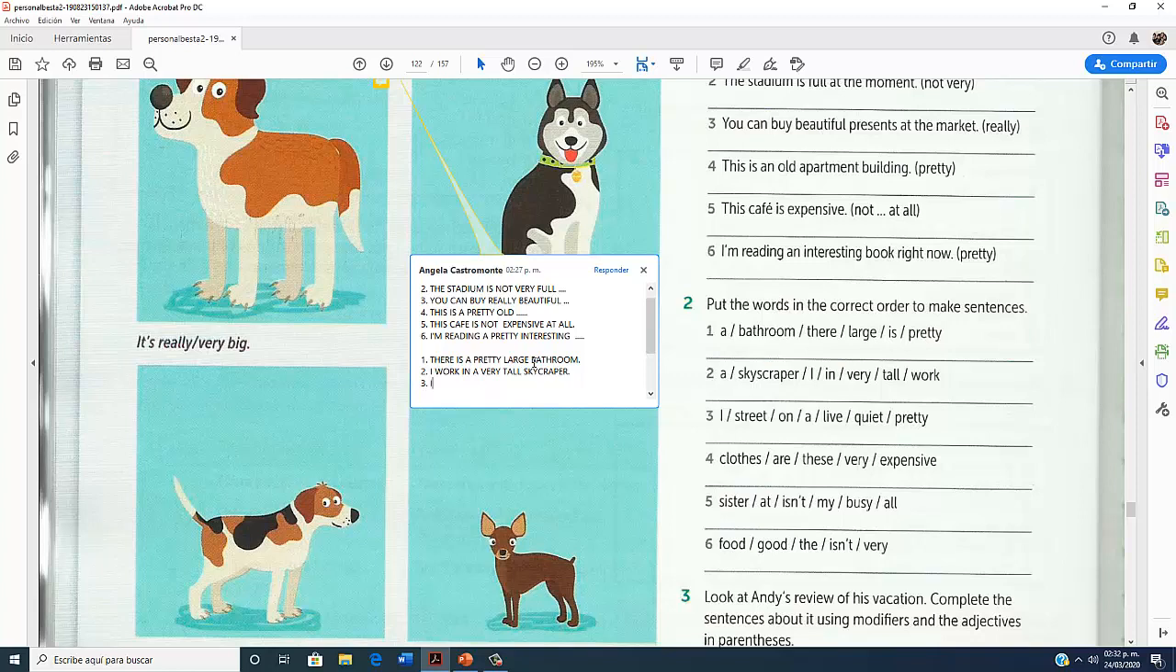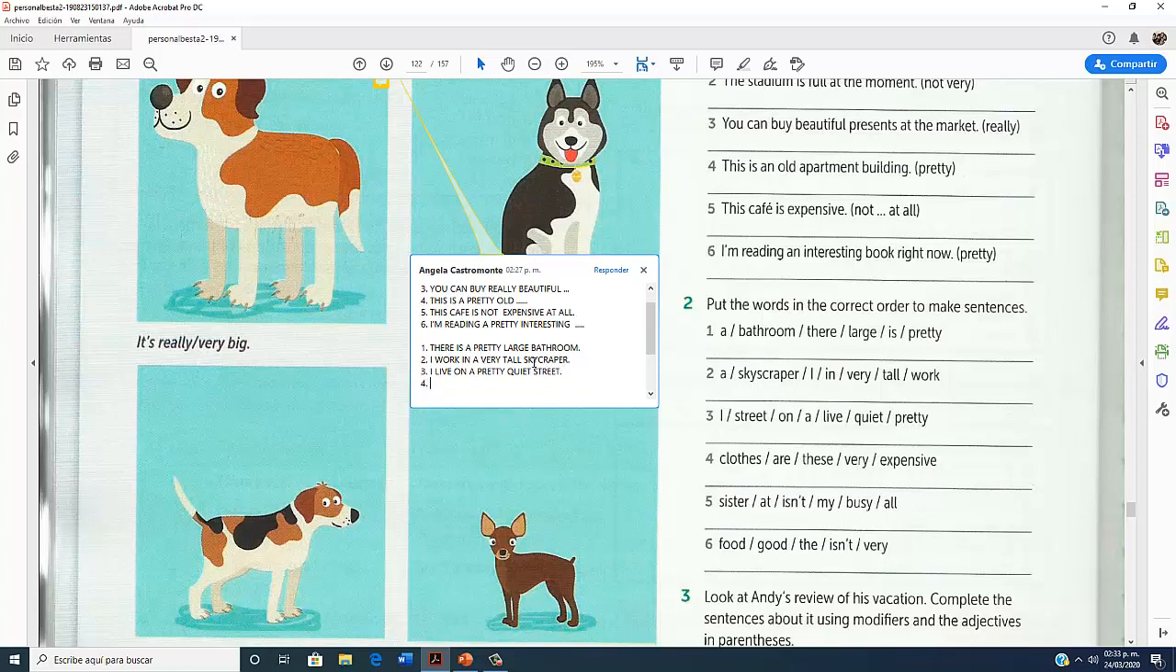Number 3. I street on a live quiet pretty. Oh my gosh. I live on a pretty, here we have the modifier and then the adjective, quiet street. I got it. I live on a pretty quiet street.